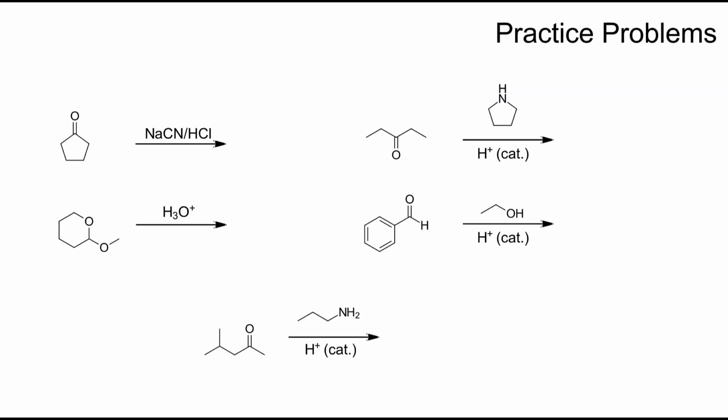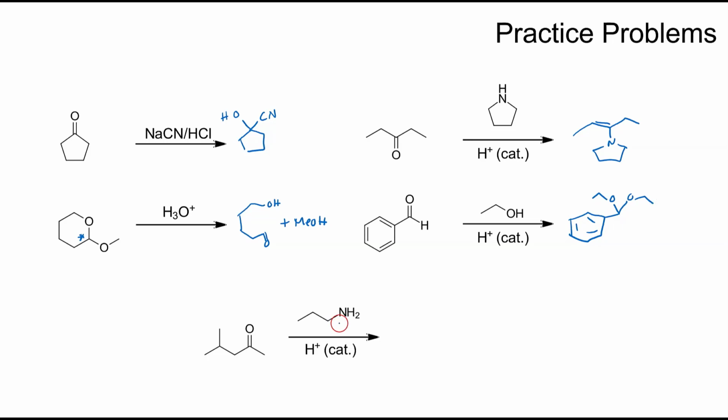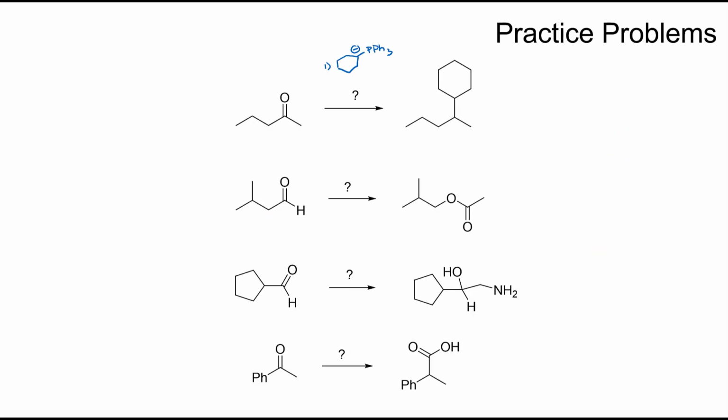Now here, carbonyl plus sodium cyanide, we get a cyanohydrin. Acid's going to break up the acetal. This will be an OH. The carbon here that has two oxygens bound to it, that's going to be your carbonyl carbon. And then methanol will also be in there. Secondary amine plus carbonyl, we're going to form an enamine. This is an alcohol plus an aldehyde. We'll get an acetal formation. And then primary amine with the carbonyl, we'll get the imine. So Wittig, that would form the alkene. Then you could do H2, palladium.